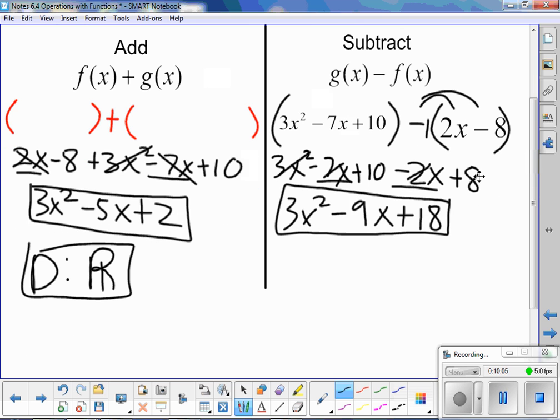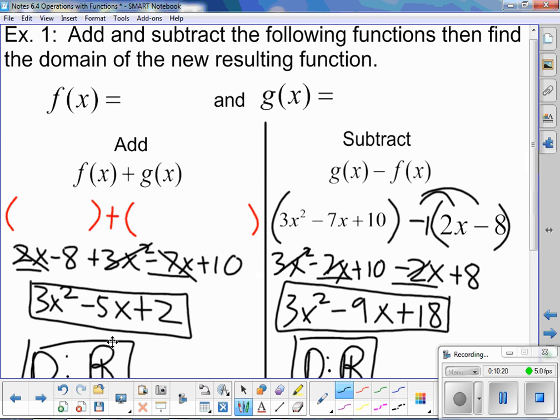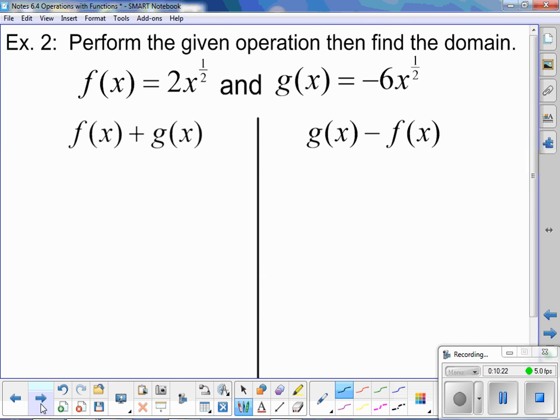Now your new function needs a domain, so you know what you can plug in and what you can't. So your domain is also all real numbers, once again, because there is no division going on, so there's no way to divide by 0, and there are no even roots going on, so basically you're allowed to plug in whatever you want for your x's. Your inputs can be whatever. All right? So example 1 is done.